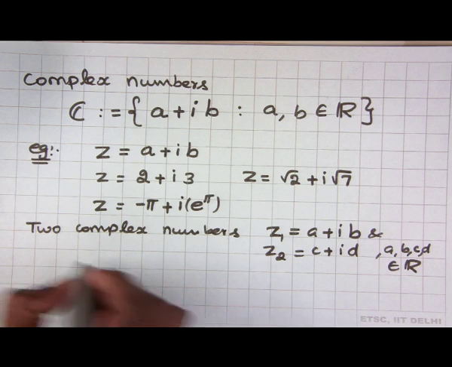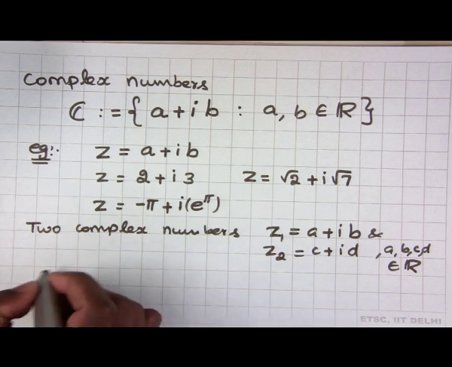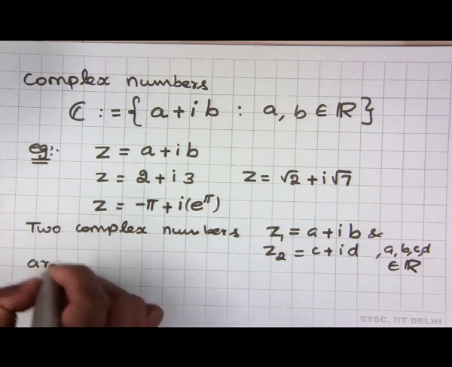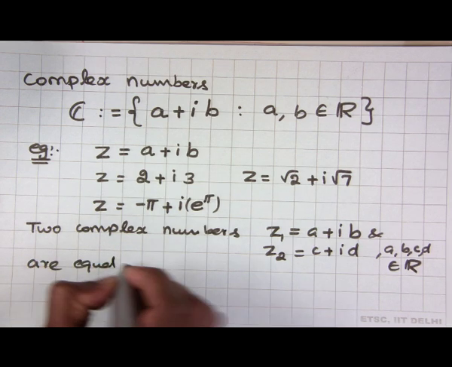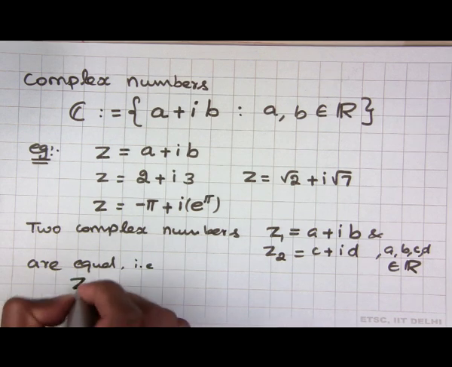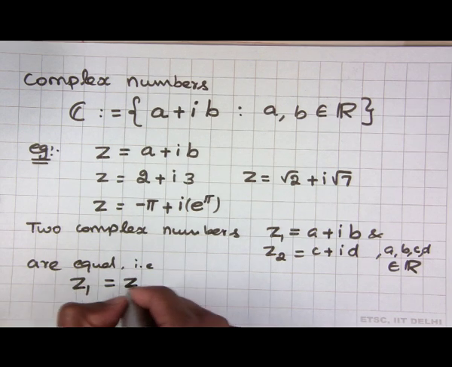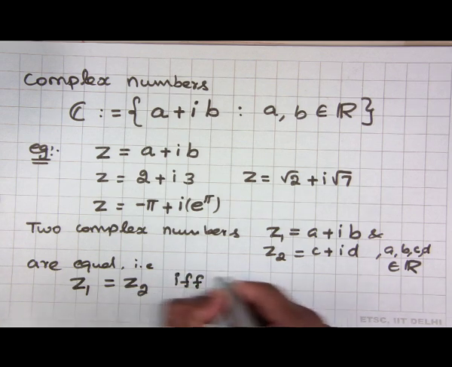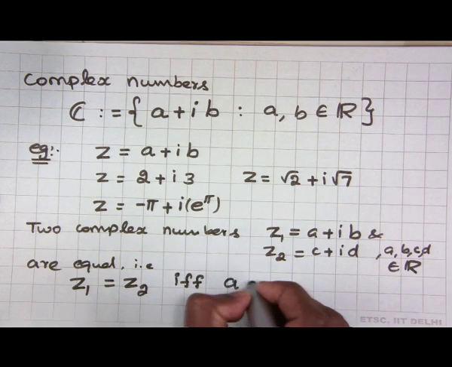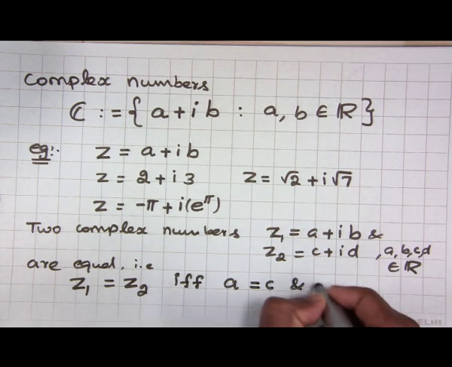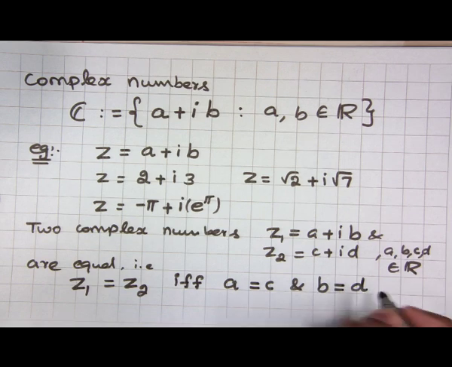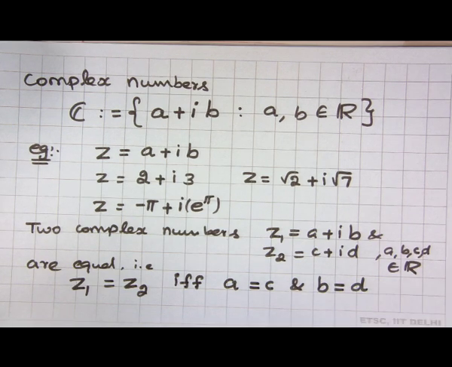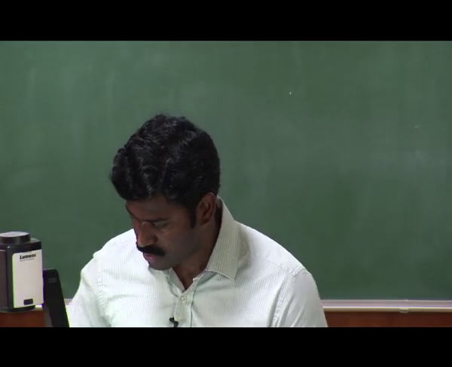So, we say that two numbers are equal, that is, we say Z1 equal to Z2 if and only if a equal to c and b equal to d. So, if they are equal component wise, then the two complex numbers are equal.